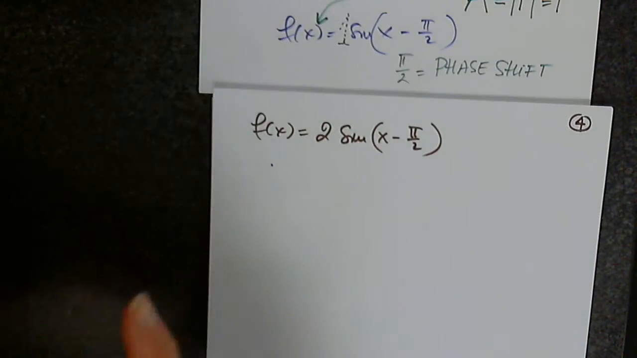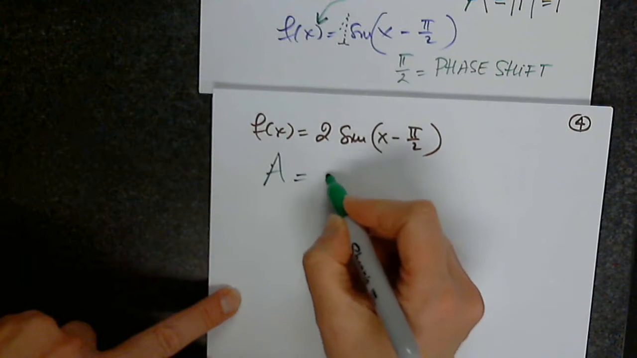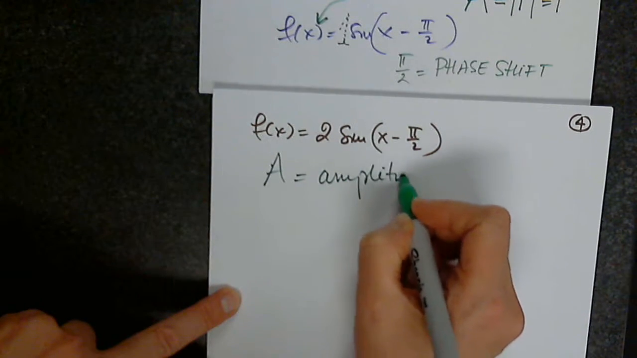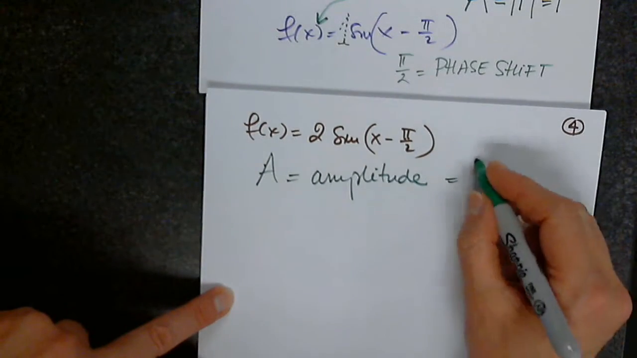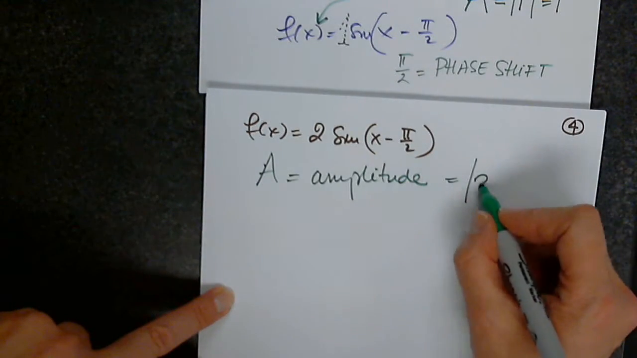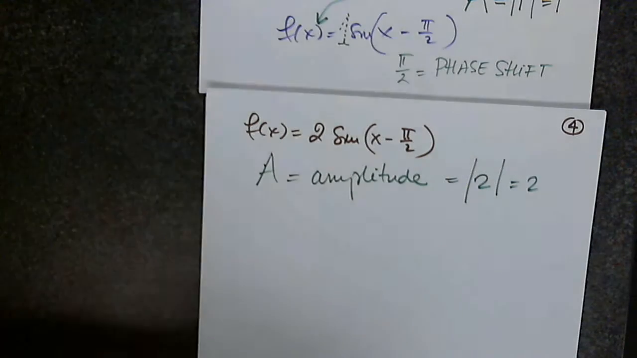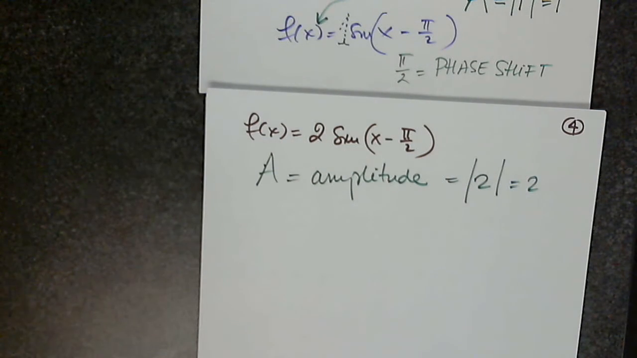Can anyone now tell us the amplitude? So A is the amplitude. What is the amplitude for this? 2. It's the absolute value because it can't be negative. So it's the absolute value of 2, which is 2, which means how high can it go? How low can it go? Right. So let's graph this one.